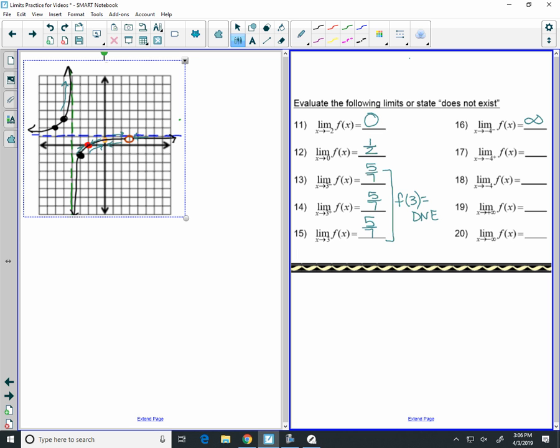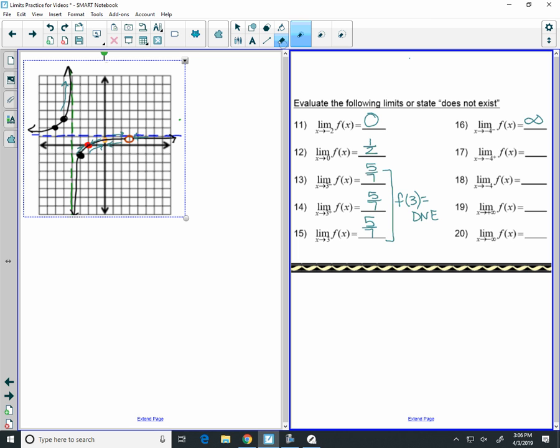So this is the reason that limits exist. The holes and asymptotes are the reasons that limits are important to us. We can't describe what's going on in this graph at 3 without limits. Otherwise, it's just like, it's a hole. I don't know where it is.